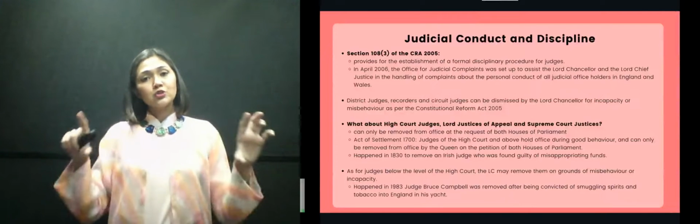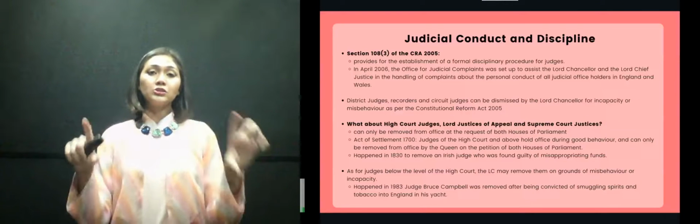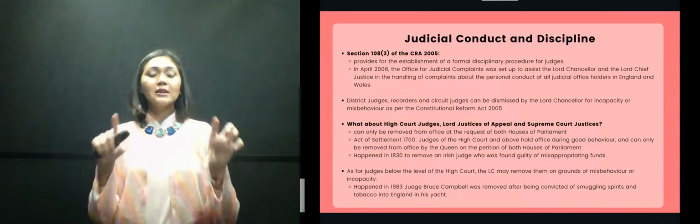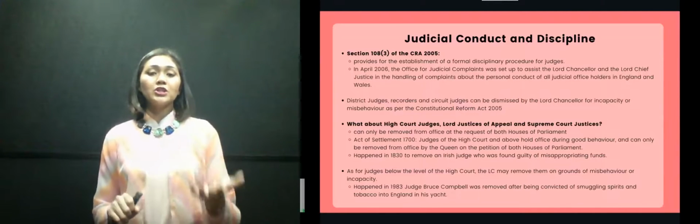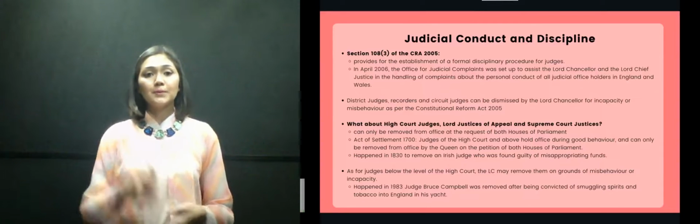With regard to judicial conduct and discipline, it's also stated in the Constitutional Reform Act 2005. It sets the formal disciplinary procedures for judges who have behaved in a manner unbecoming of a judge.